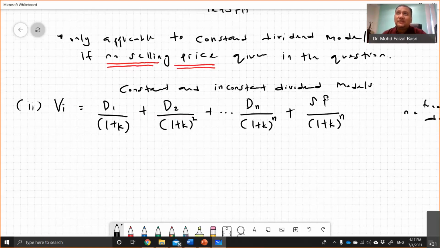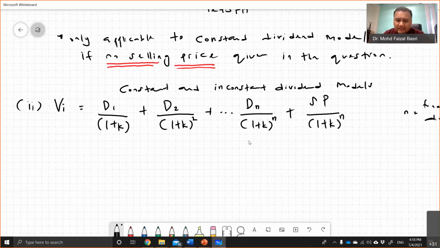If the question asks you to find intrinsic value and then they give you market price, then we know we need to compare the intrinsic value with the market price. But if the question asks you to find the selling price, then the question must provide you the current value. You use the current value here. You don't have to find the intrinsic value. Substitute everything that you have except the selling price. Then solve it mathematically, and you can find the selling price.